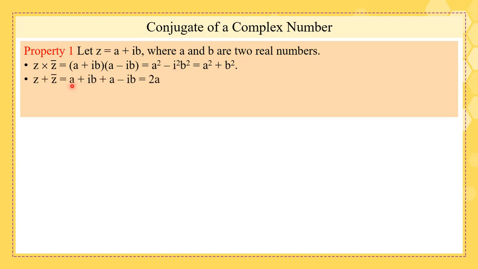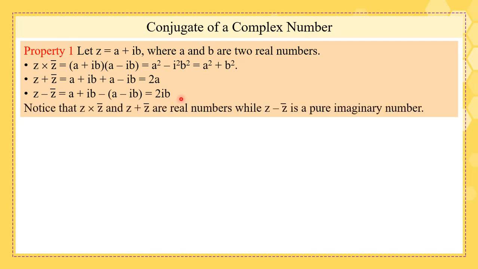Now what is z plus z bar? This is a plus ib plus a minus ib, which is 2a. And z minus z bar, which is a plus ib minus a minus ib, is 2ib. Now notice from here that z times z bar and z plus z bar are real numbers. As you see here, we don't have any i, whereas z minus z bar is a pure imaginary number.